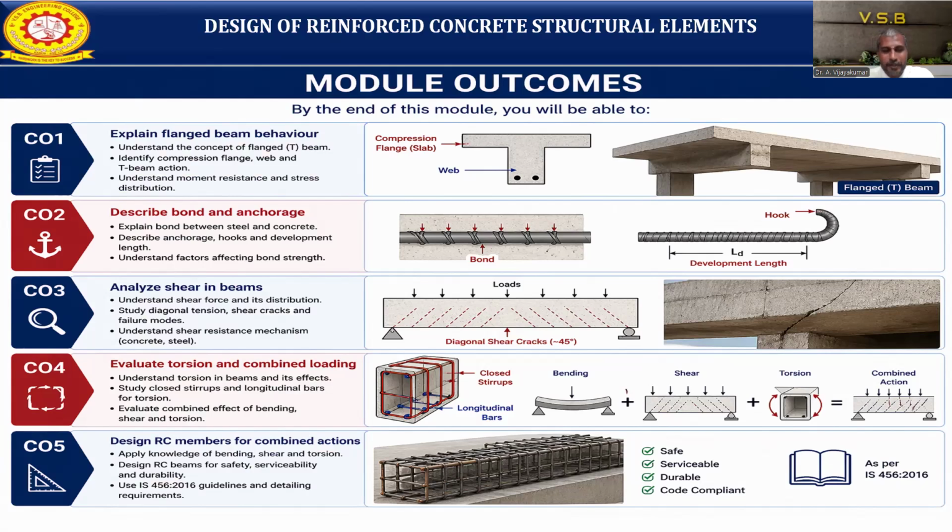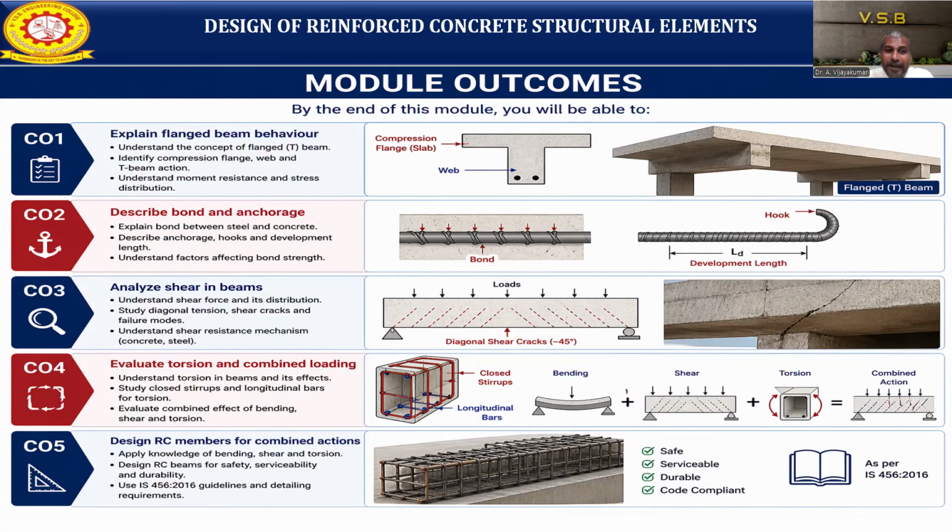Then you can understand the moment of resistance and the stress distribution of flanged beams. Now you can explain what bond means, the purpose of bond, and anchorage. You can explain the bond between the steel and the concrete. You can describe the anchorages and hooks and the purpose of development length as per IS 456. You can understand the factors affecting the bond strength. That is everything for the second outcome.